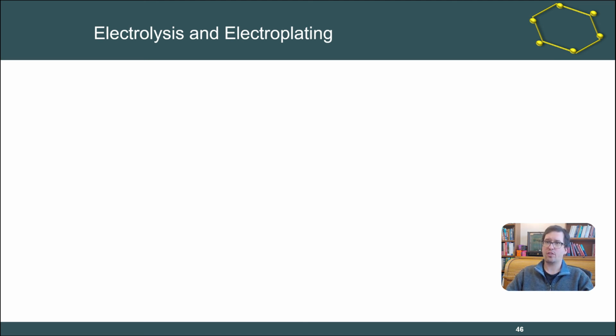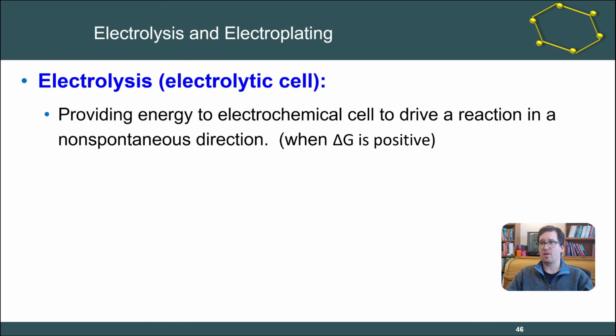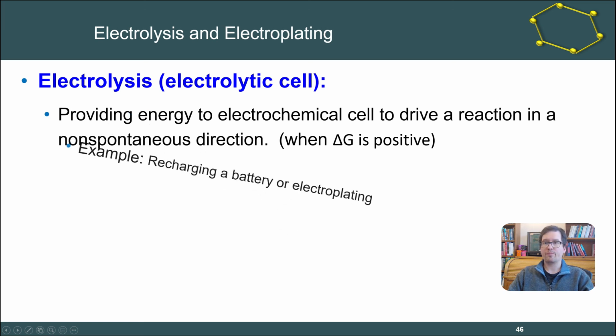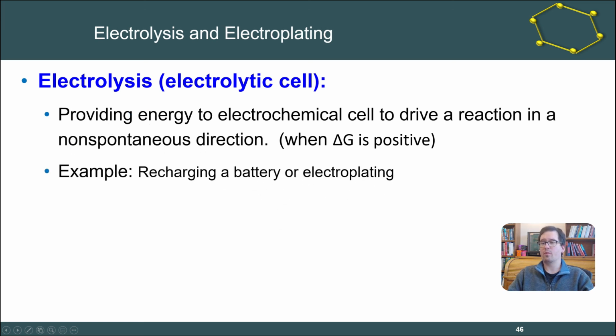So electrolysis is using an external current to drive a reaction backwards from the spontaneous direction. In fact, here we go. Providing energy to an electrochemical cell to drive a reaction in a non-spontaneous direction. So we're providing typically electricity to drive those electrons to then go in reverse. Electroplating then is what we'll do when we are going to plate out, say, an ion as a metal.